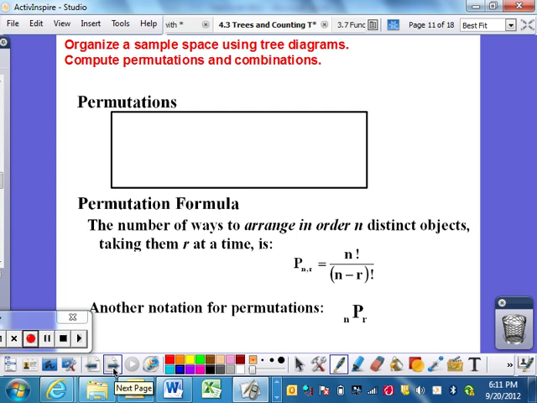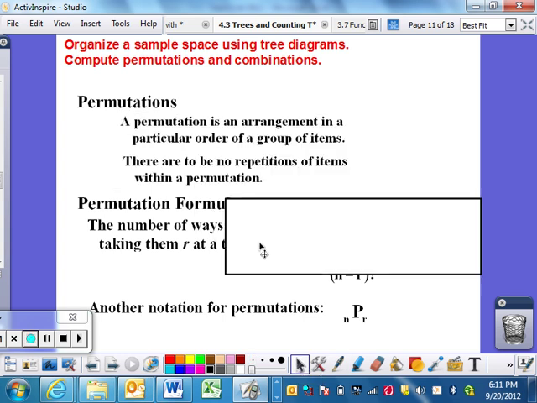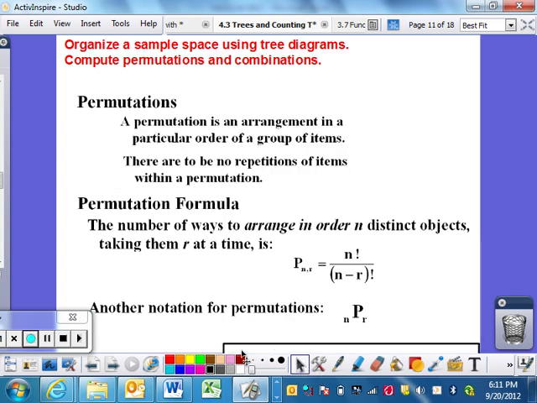Why is this important? Because permutations and combinations use factorials, and that's the way it works. What are permutations? You probably heard this word before. It's an arrangement that order does matter. Nothing repeats, nothing's the same. So that's what's important about permutations. The number of ways to arrange in order. Here is your formula for permutations. You have n factorial over n minus r factorial. Note that this is the top formula on the right column of your formula sheet. So that is there for you.